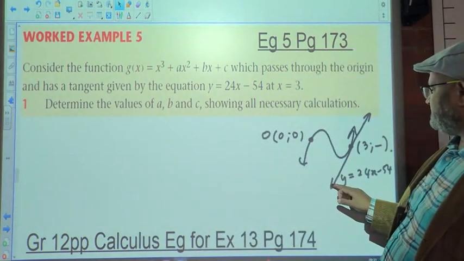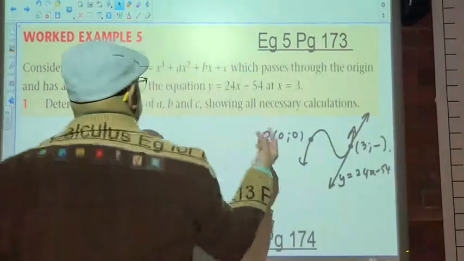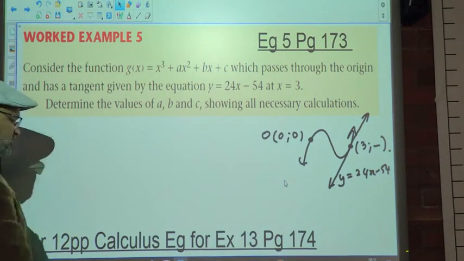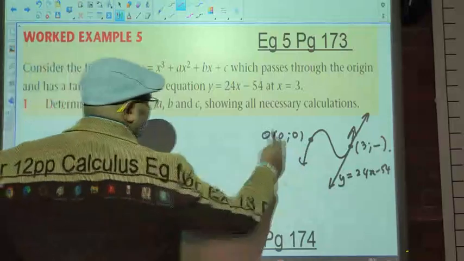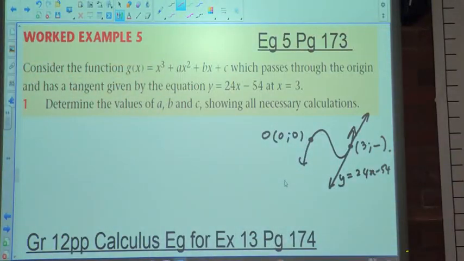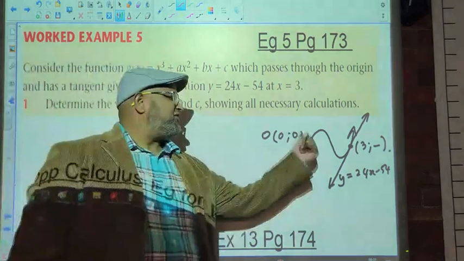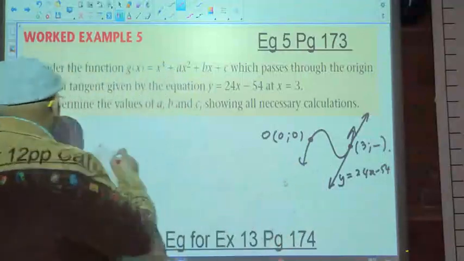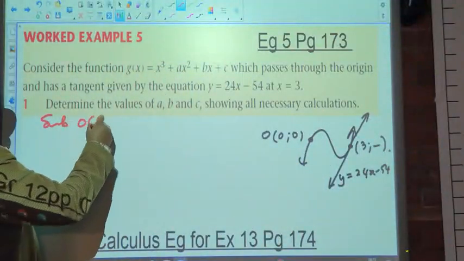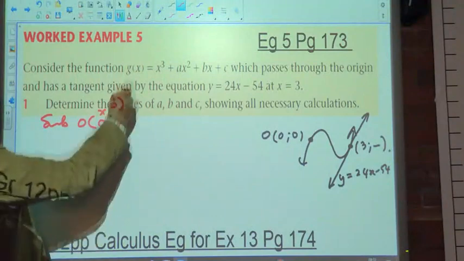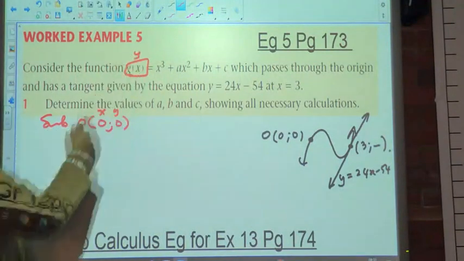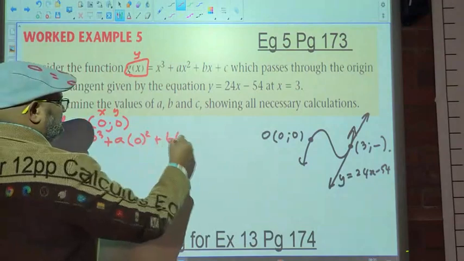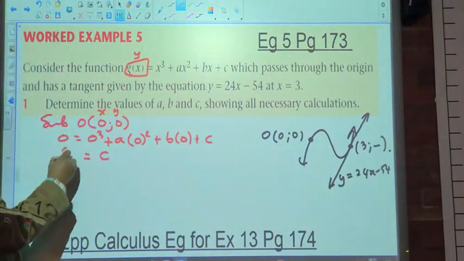Alright, so to calculate the values of A, B, and C, of course I need three parts to this information. When we start, we'll start with 0 and 0, that's the easiest part. Because the graph is going through 0 and 0, if I put 0 in the x, I get 0 on the y. So I'm going to substitute the origin, which is 0 and 0. That's the x and the y. So g of x is the y, of course. So I say 0 is equal to 0 cubed plus a times 0 squared plus b times 0 plus c. So what is c? 0. So c is 0.